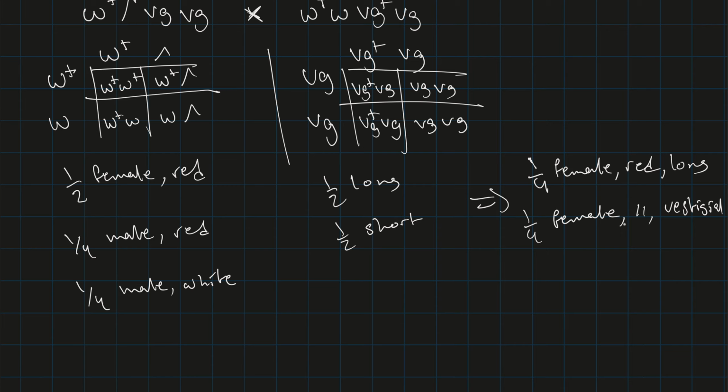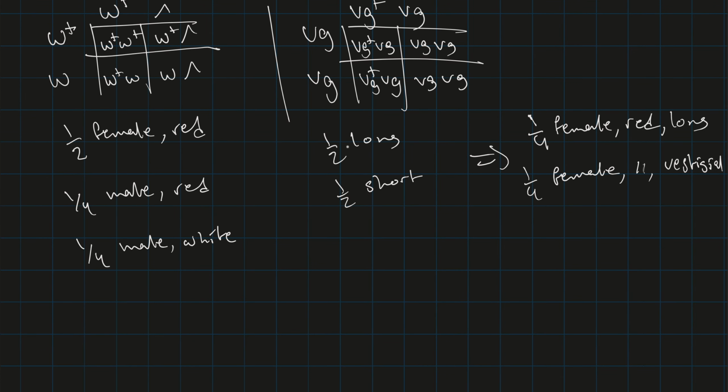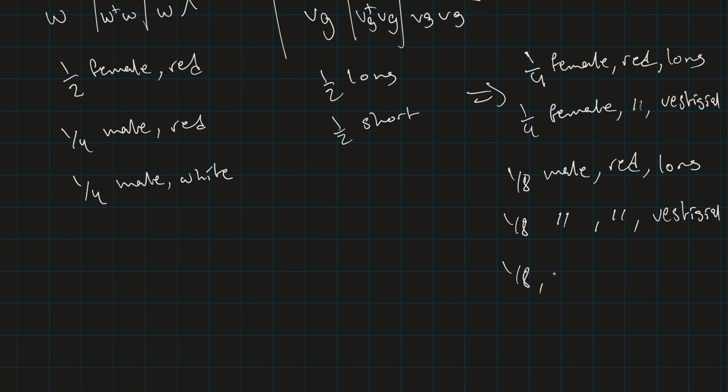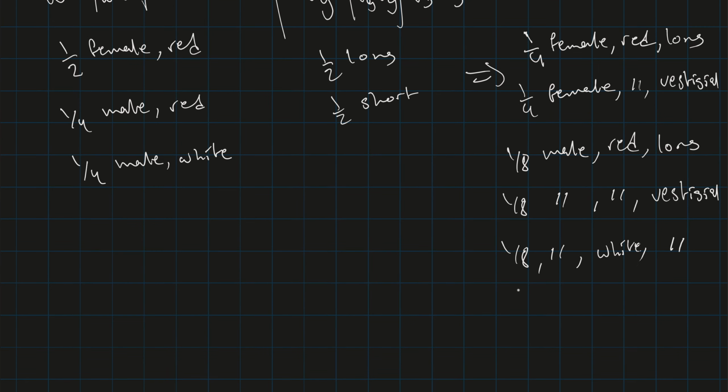We'll go vestigial. And then we have 1/4 male red times 1/2 long. So we're going to have 1/8 male, red, and then long. The other eighth is going to be male, so same thing, red also, but short, so let's go vestigial. The other eighth, also male, but now it's going to be white. And then same thing, long or short, and the other eighth is going to be male, white again, and we're going to have short. And so that's going to be the genotypes and the phenotypes of the F1 crossed back to its parents.